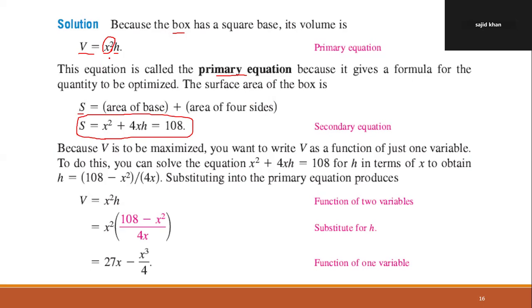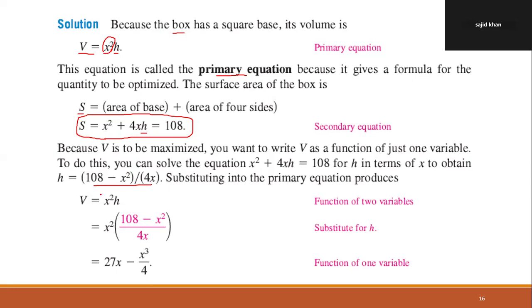And here we know about the concept of a derivative where the independent variable is a single variable, because it is related to single variable calculus. So first of all, use the secondary equation to calculate the value of h. Simply, x square plus 4xh is equal to 108, and we have to calculate h from this equation, which is 108 minus x square over 4x. Understand? It is a very simple mathematical calculation. Shift x square to the right side and then divide throughout the equation by 4x.